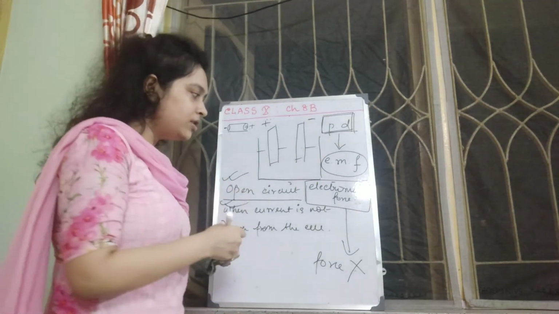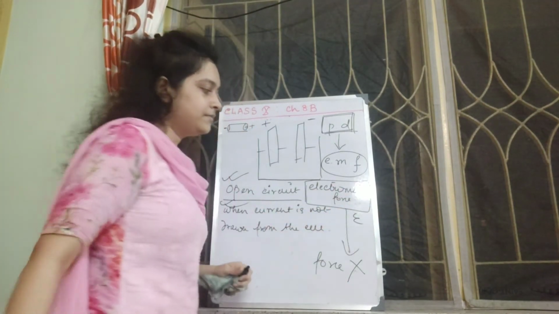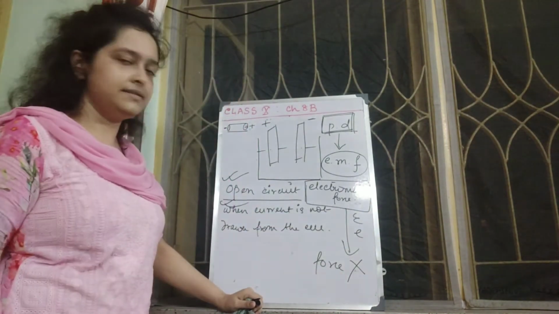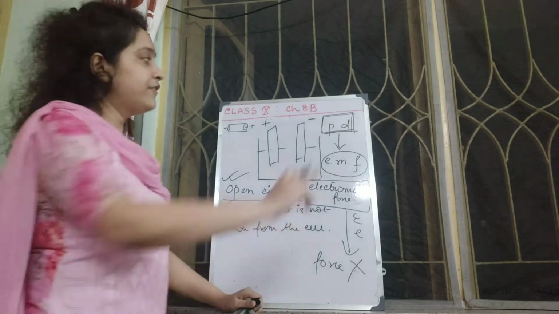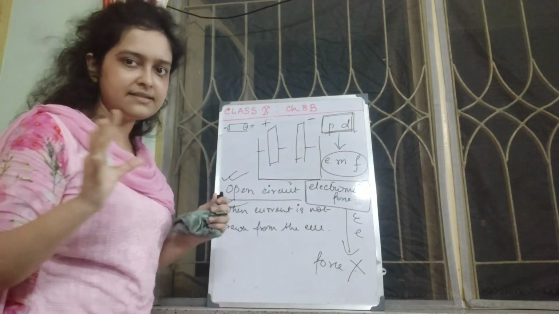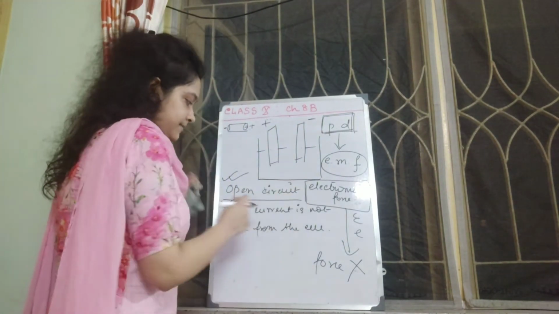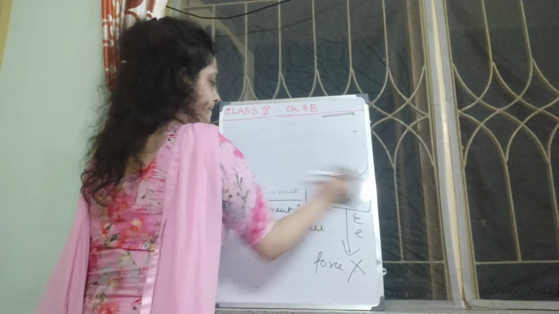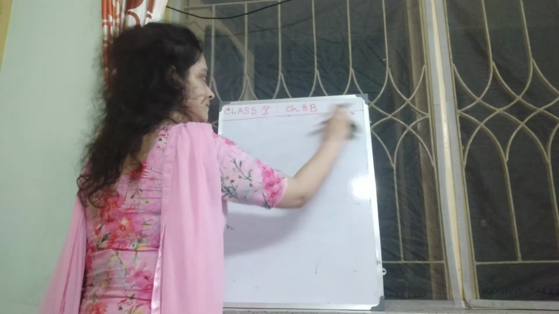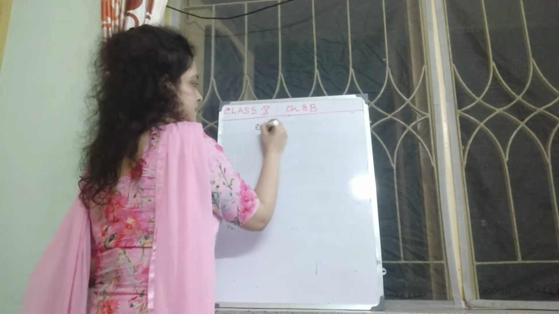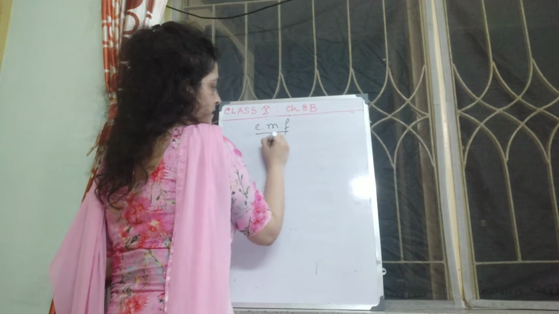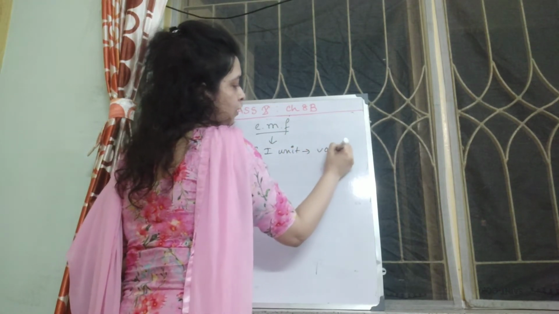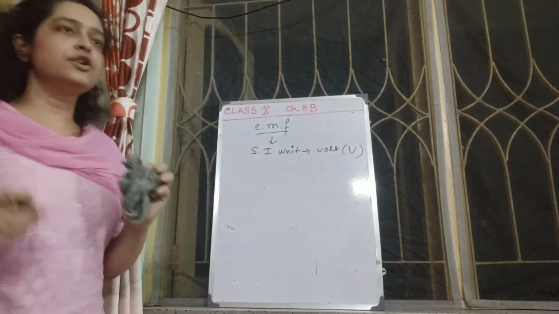So how do we denote this? We denote it like this, or sometimes it's also denoted like this. What is its SI unit? If it's nothing but the potential difference, then its SI unit is volt.